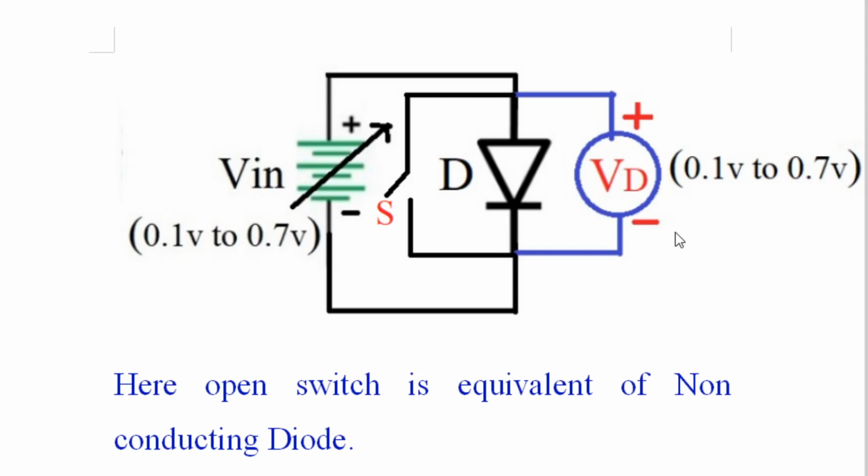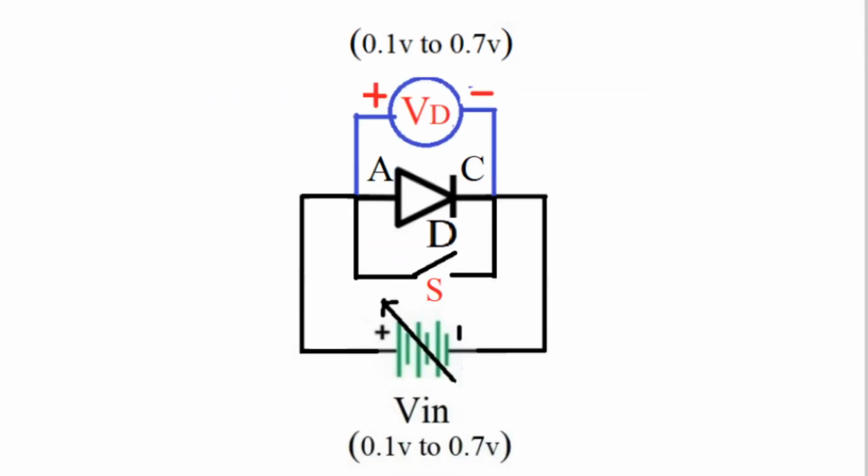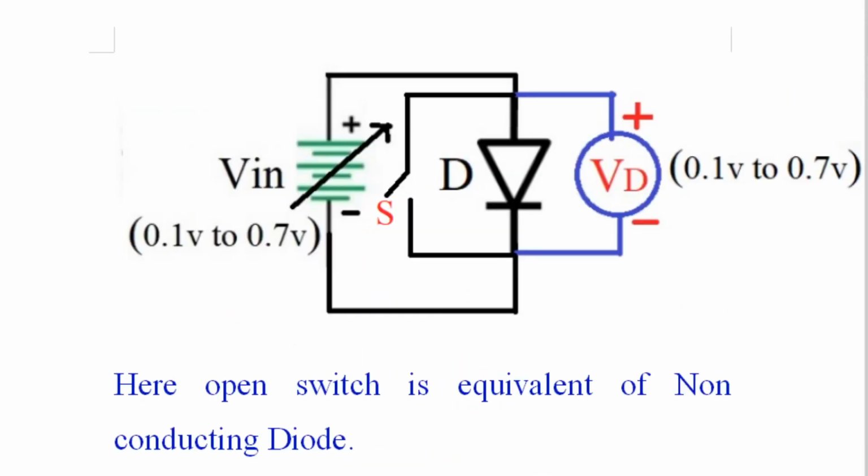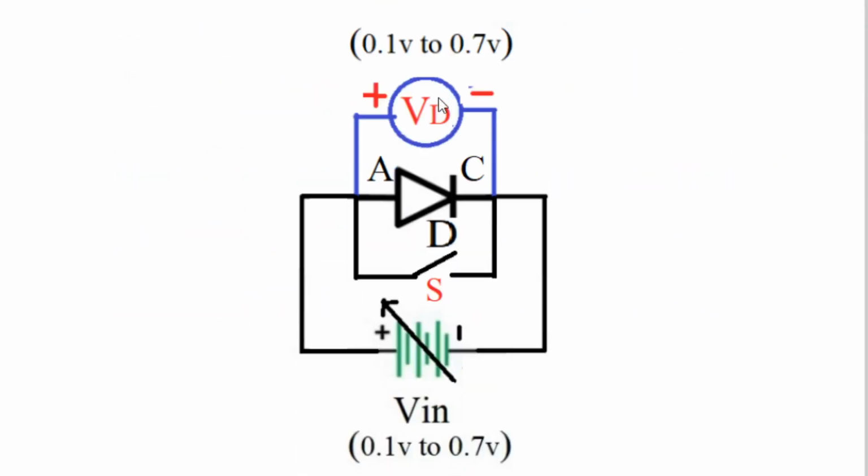And here you can see the diode, the voltmeter and battery, all they are in parallel. The diode, voltmeter and battery are in parallel. This is equivalent of the non-conducting diode. Switch S is the equivalent of non-conducting diode. And the same diagram now, if you just look at the anode of the diode and cathode of the diode, now we have taken everything vertical. Here in this diagram, everything is horizontal, and here now everything is vertical.